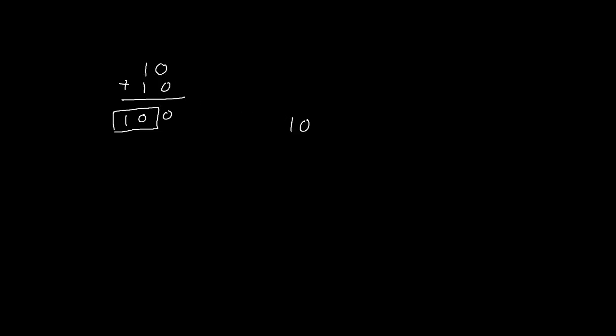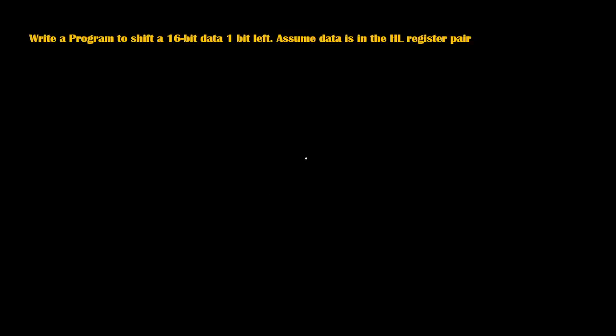Now it is true for any length of the number. Suppose the number is 101, and if I add it into 101, then 1 plus 1 is 0 with carry 1, 1 plus 0 plus 0 is 1, 1 plus 1 is 0 with carry 1. Now we can see we have rotated this content towards the left by 1 bit position. The shortcut method of shifting any number towards the left is to add the same number into the same number. So this technique we will use for our program.